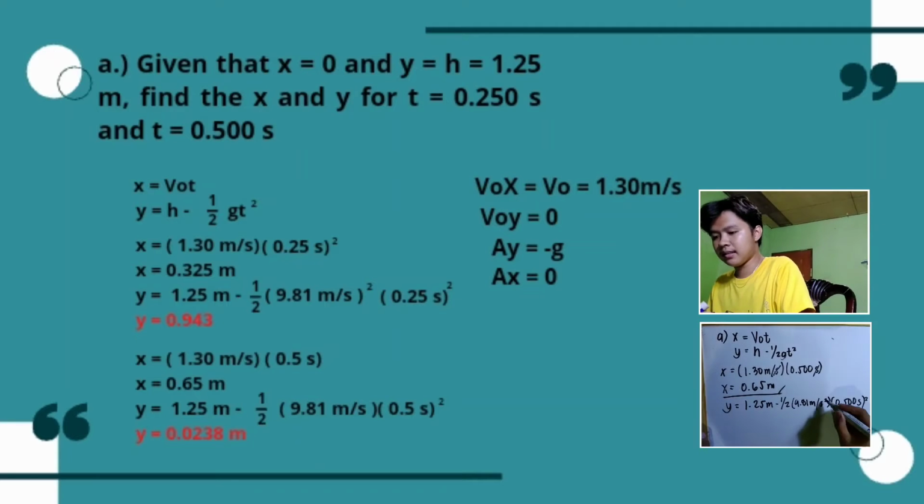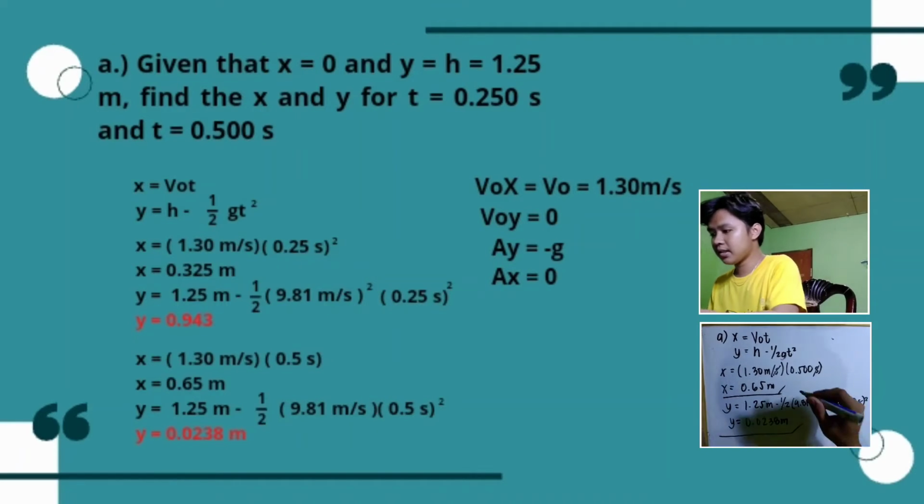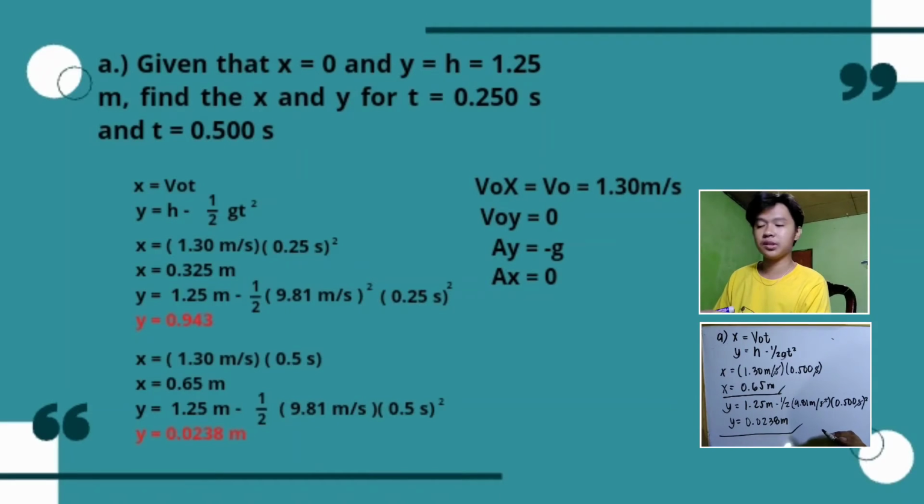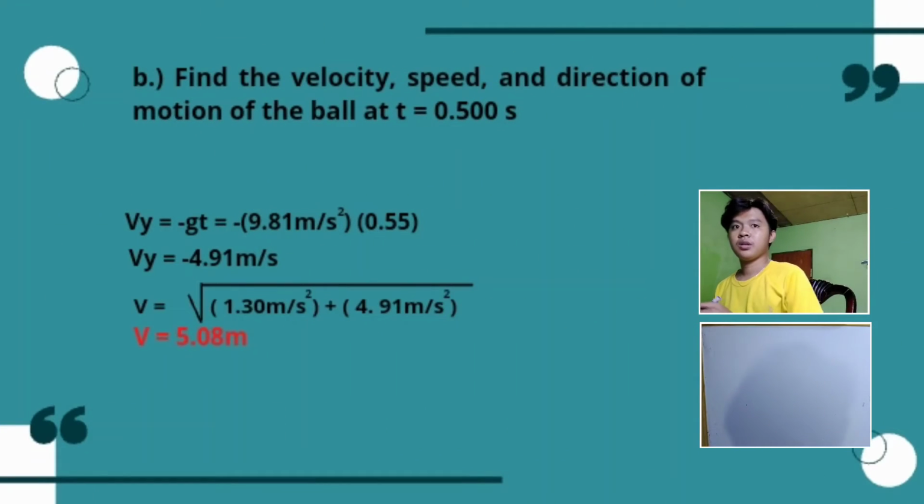So in this, we cancel again the squared and the second. So y equals 0.0238 meters. So this will be the x, 0.65 meters, and the y, 0.0238 meters. We move to letter B. Find the velocity, speed, and direction of motion of the ball at t equals 0.500 seconds.